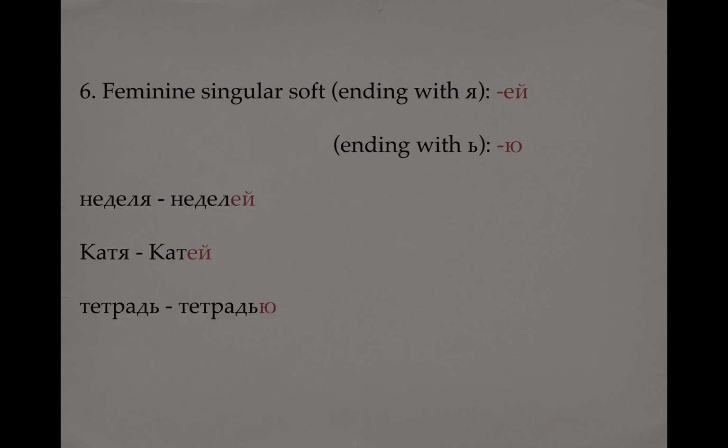For the second sort of feminine soft words, we just need to add yu to the end of the word. Please notice that you don't need to remove the soft sign. You just need to directly add yu to the end of the word. For example, тетрадь, which means notebook. To change it into the instrumental case, you just need to add yu to the end of тетрадь. So we've got тетрадью. Okay. Remember, you don't need to remove the soft sign. You just need to directly add the yu to the end of the word.